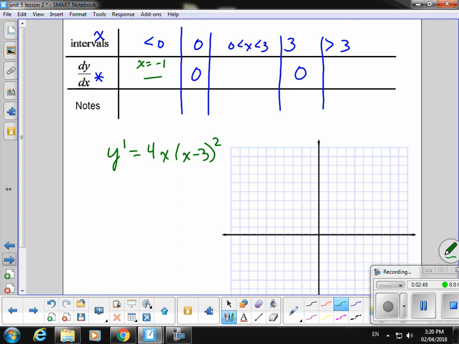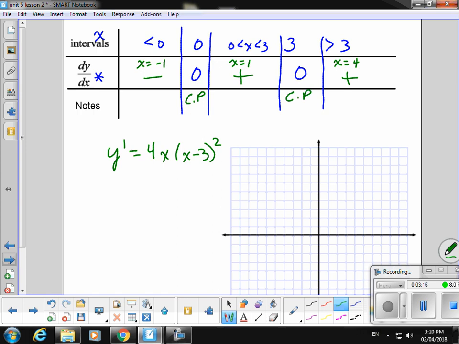I get negative. If I put a value between 0 and 3, so let's say it's +1, I have +4, and then a negative squared, I get positive. All I want is the sign. Greater than 3, say that I chose x equals 4. I have a positive times a positive, I get a positive. So my critical points are here and here. Let's see if we can figure out what they are specifically.